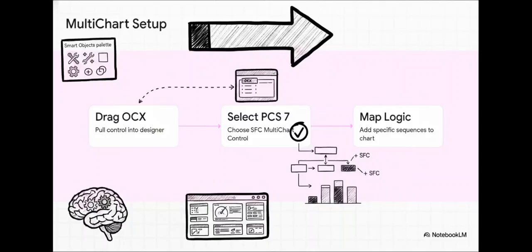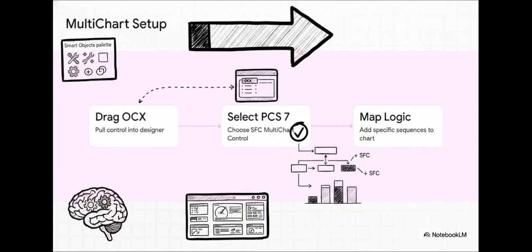This one is a bit more of a manual UI process. Step 1, you pull an OCX control straight from your Smart Objects palette and drag it right into your process picture in the graphics designer. Step 2, a dialog pops up, and you simply select the Pcs7 SFC multi-chart control from the list. Finally, Step 3, you map the logic. You double-click the control, hit Add SFC, and simply assign the specific sequences you want populated in that chart.